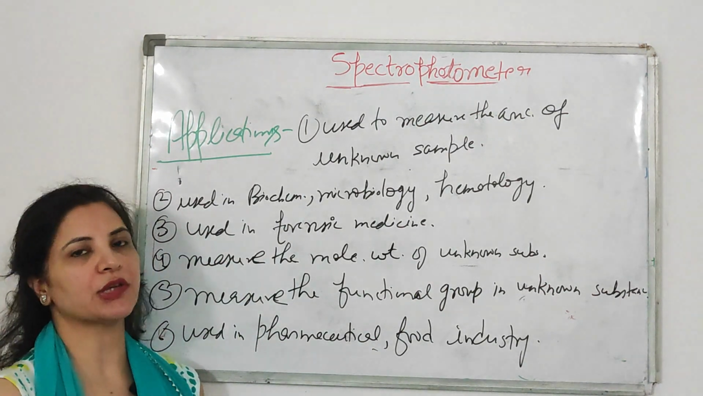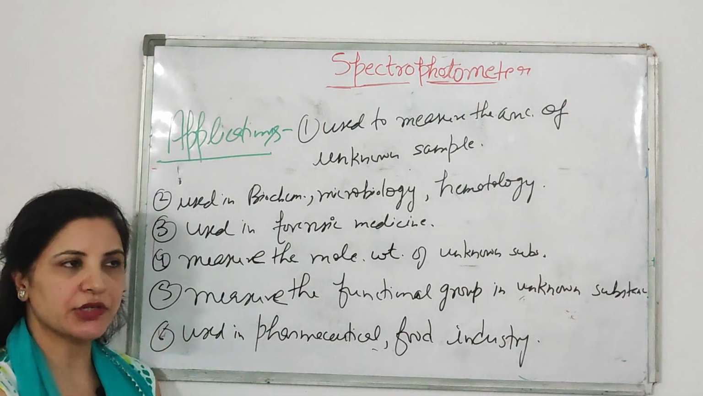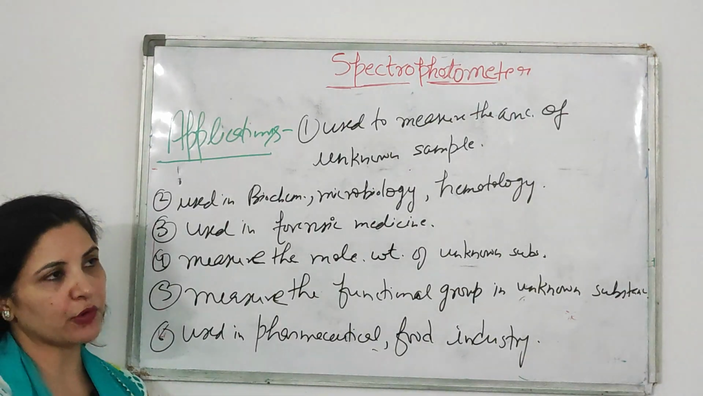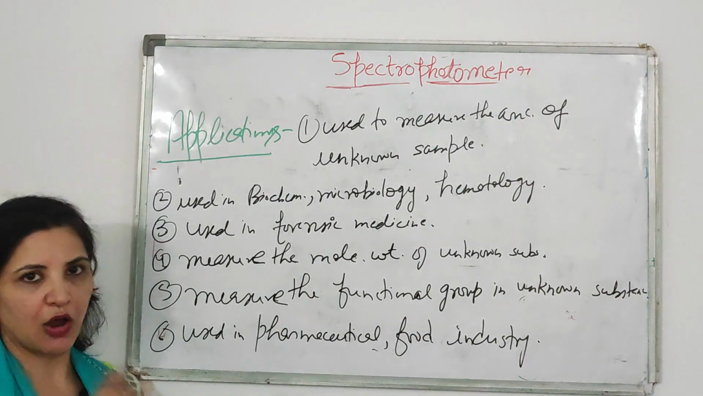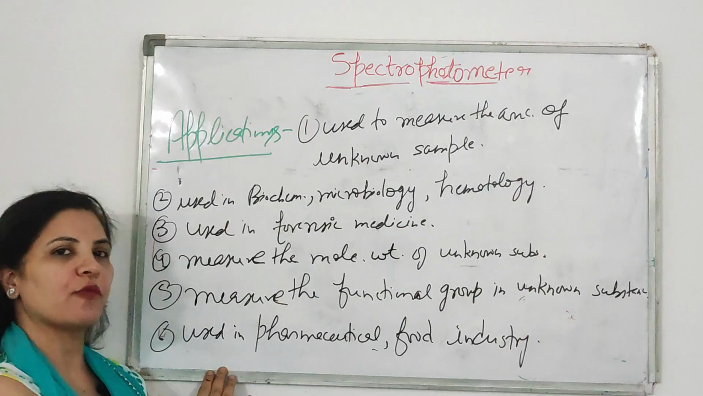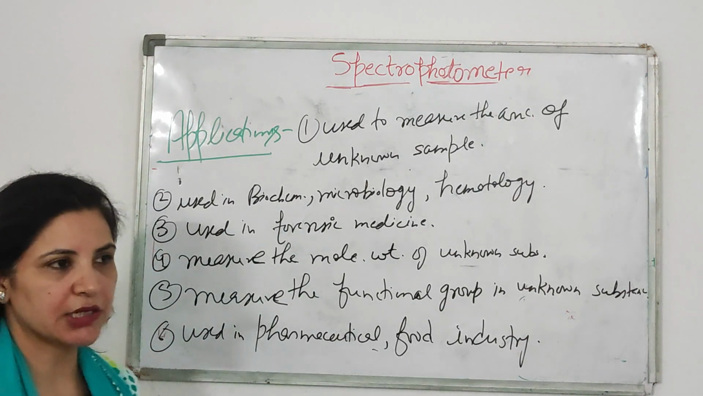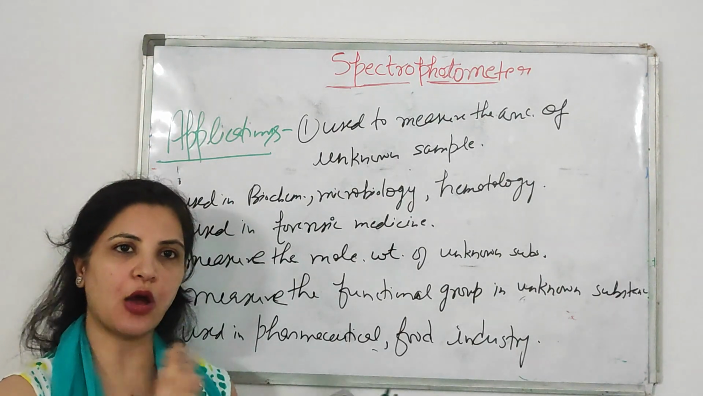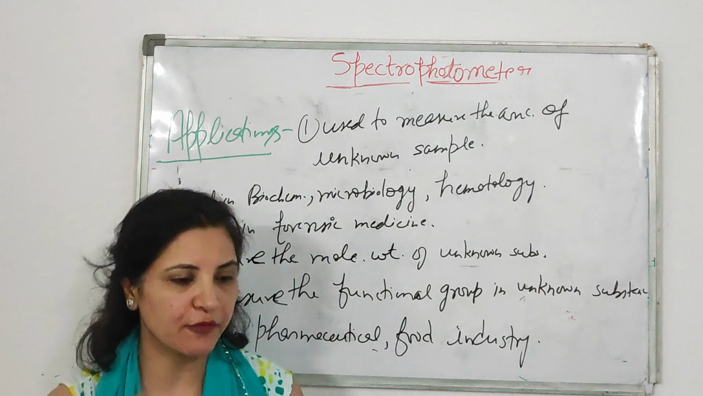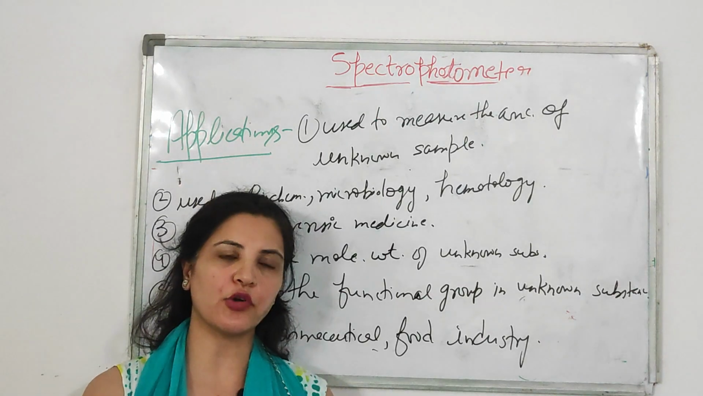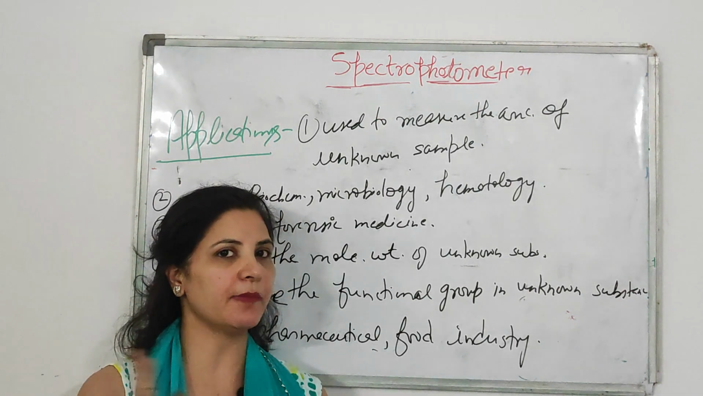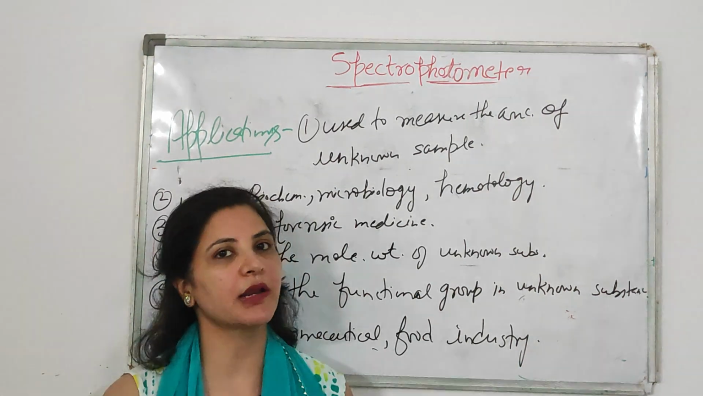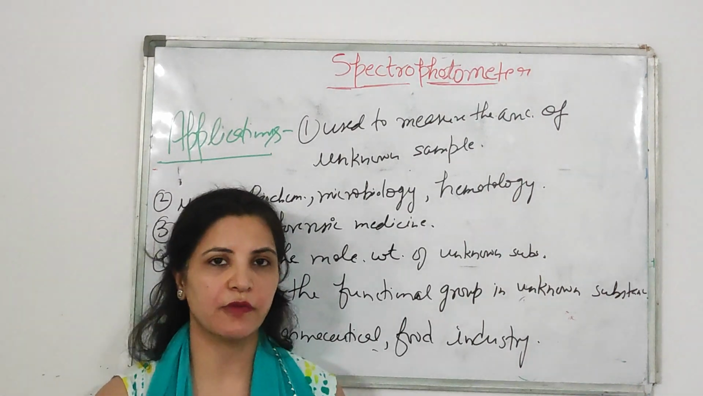So these are the applications of the spectrophotometer. We have understood its use, the principle, the classification, how many types of spectrophotometer there are, and the applications. In the next session and next video, we will understand the instrumentation, how the spectrophotometer works, the difference between single beam and double beam, and one important thing: the difference between a colorimeter and a spectrophotometer. So in the next session we will study that.